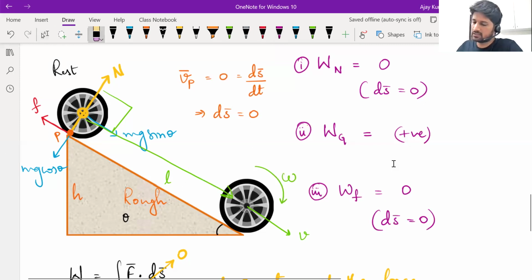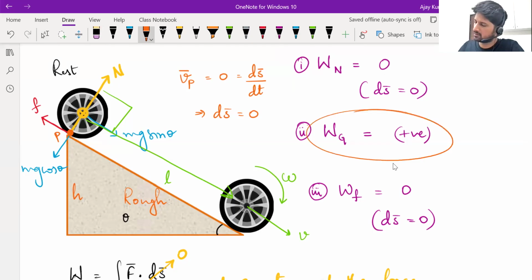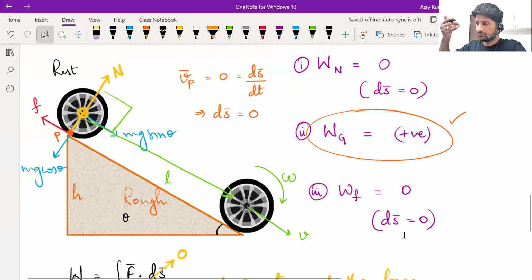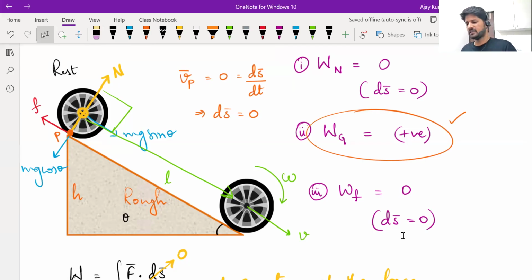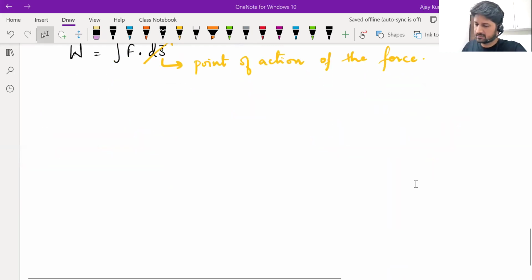Now, gravity is the only force doing work, and gravity is a conservative force. Therefore, to find the final velocity or final angular velocity, you can also apply mechanical energy conservation. Potential energy lost is equal to kinetic energy gained. All this is true if friction is sufficient to prevent slipping. And if friction is sufficient to prevent slipping, as we have discussed, the kind of friction involved is static friction.